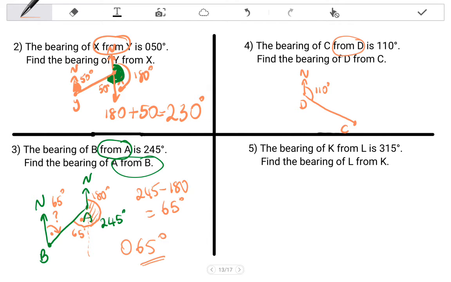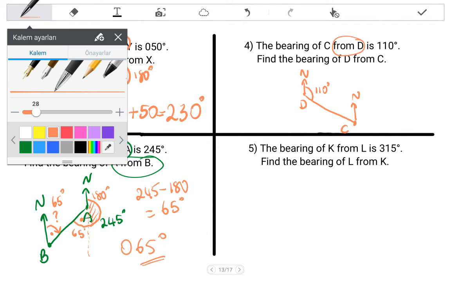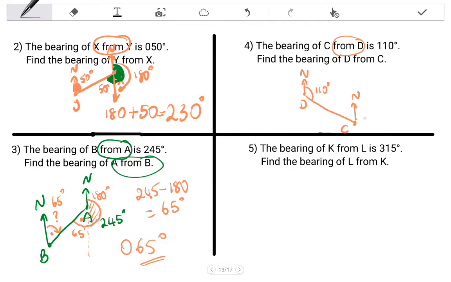What is wanted? The bearing of D from C is wanted. So I will put north of C, and let's change color to show you better. From north in the clockwise direction, we have the bearing here. So how can I get this angle? It is more than 180, maybe more than 270. So I am going to use co-interior angles.